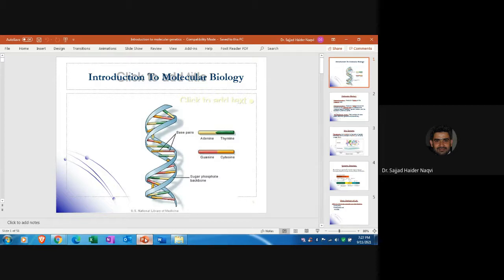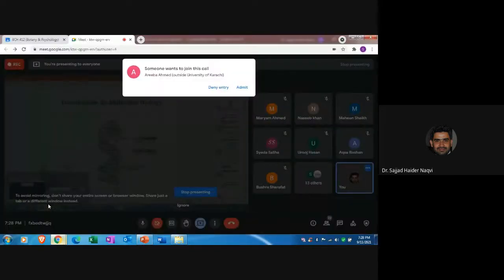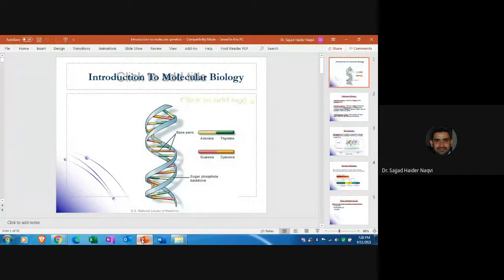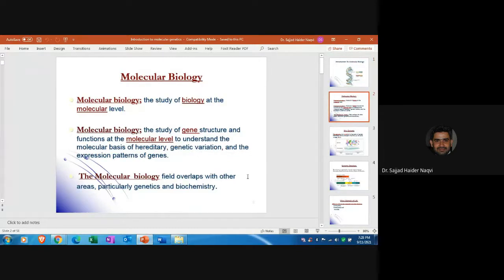So before we jump on to those topics of replication and other molecular biology processes, I thought it's important to give you a general overview of what actually molecular biology is, so that you will have a basic understanding. And because of that, you will be more comfortable in understanding the processes of molecular biology in a better way. So let's start our discussion. How do we define molecular biology?